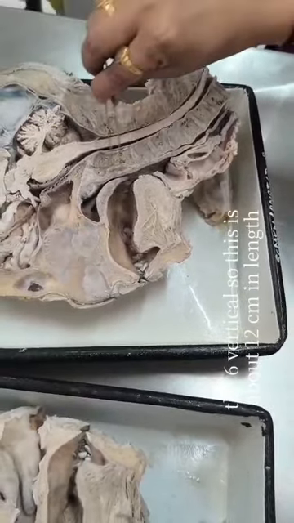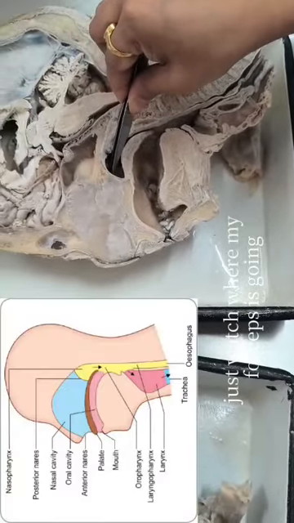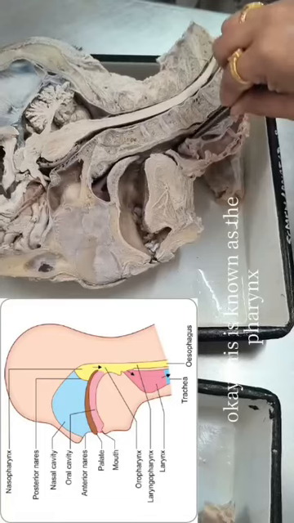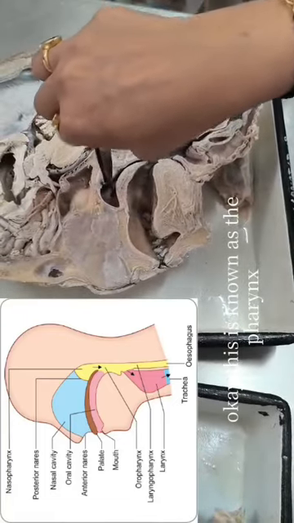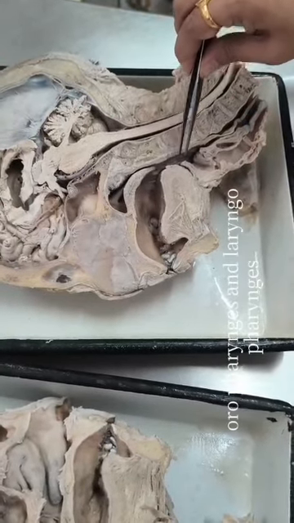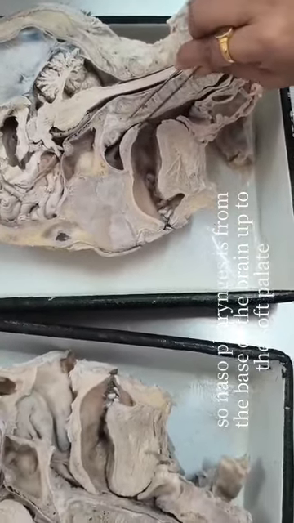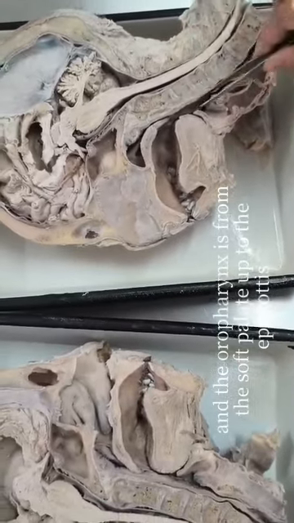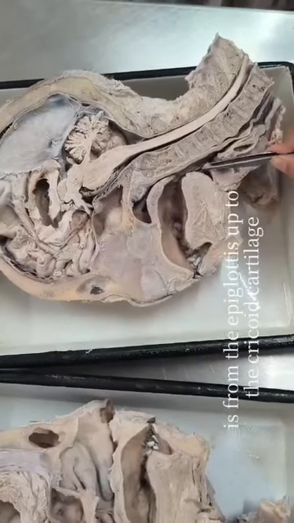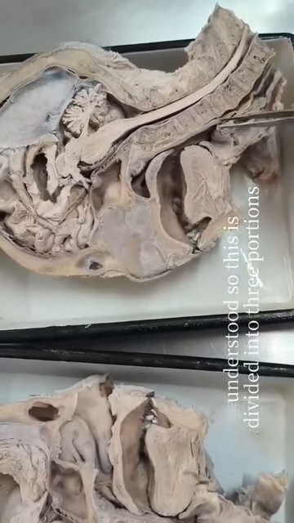So this is about 12 centimeters in length. So this entire thing you trace. Just watch where my forceps is going. From here it comes down and up to this slit. Okay, this is known as the pharynx. The pharynx is divided into nasopharynx, oropharynx, and laryngopharynx. So the nasopharynx is from the base of the brain up to the soft palate, and the oropharynx is from the soft palate up to the epiglottis, and the hypopharynx or laryngopharynx is from the epiglottis up to the cricoid cartilage. Understood? So this is divided into three portions.